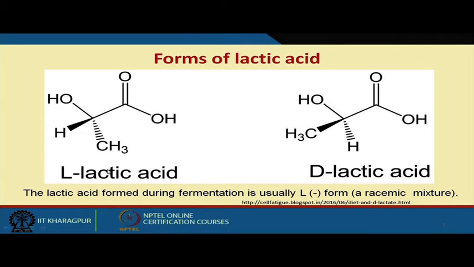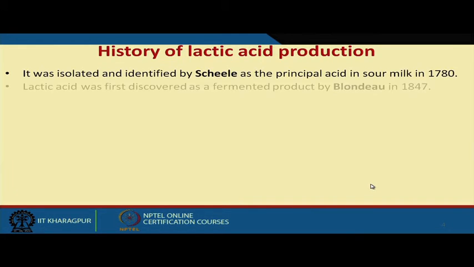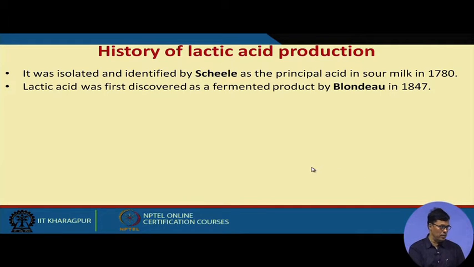So you have two forms of lactic acid. We have L-lactic acid, we have D-lactic acid. So mostly we produce the L form of lactic acid. Now if you look at the history of lactic acid, it is very interesting. It was isolated and identified by Scheele as the principal acid of sour milk in 1780. Then lactic acid was first discovered as a fermentation product by Blondeau in 1847.